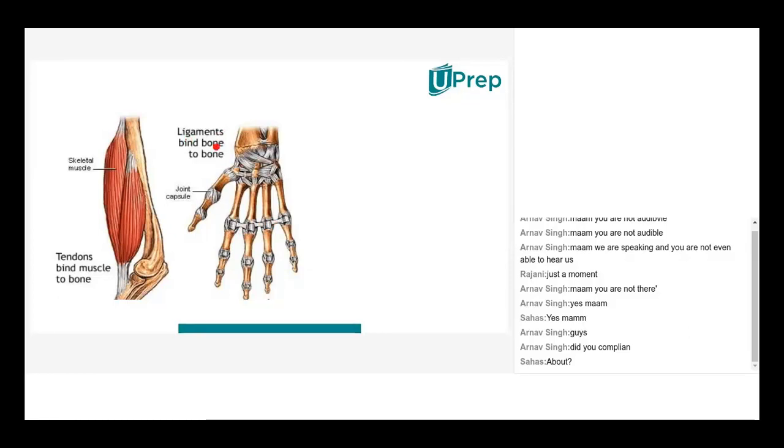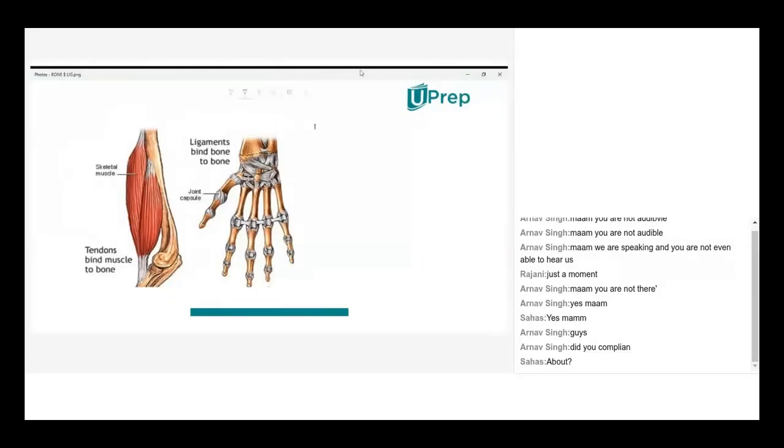Whereas tendon is the tissue which joins muscle. See this red color one, muscle. And this is the bone. So the muscle is attached to bone by tendon. See the white part here is tendon. Understood? Two words we are using. Tendon. Then ligament.